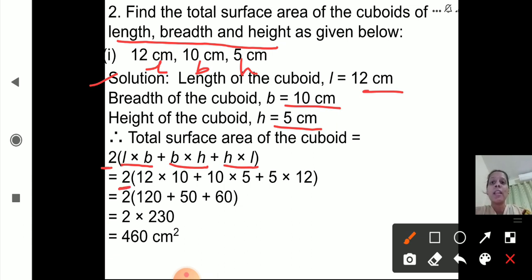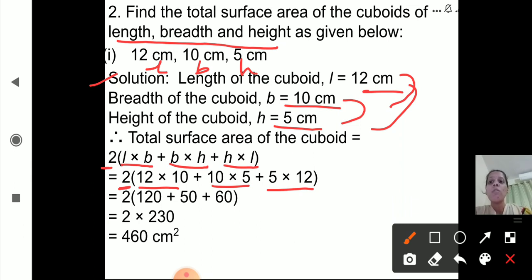L into B. L is what? 12. So 12 multiplied by 10, 12 into 10. Plus B into H: 10 into 5. See here, 10 into 5. Plus H into L. That is 5 into 12, or we can write it as 12 into 5.